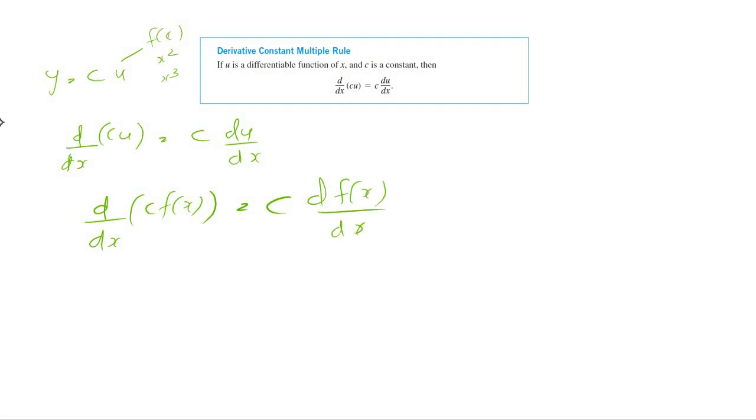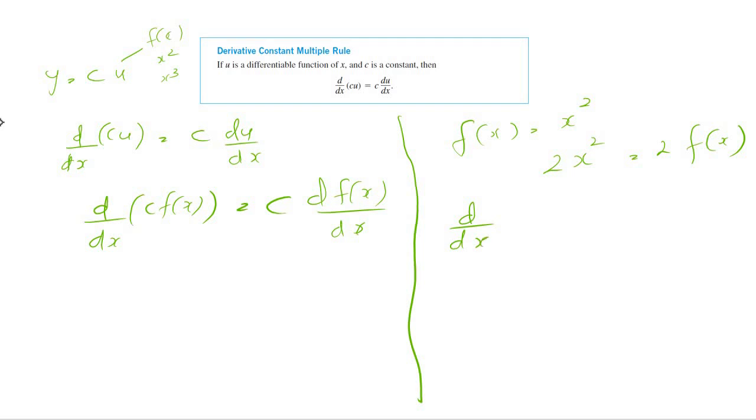So let me take an example. Let's say f(x) is equal to x squared. What is 2x squared? This would be 2 times f(x). And if we take the derivative d over dx of x squared, we get 2x.